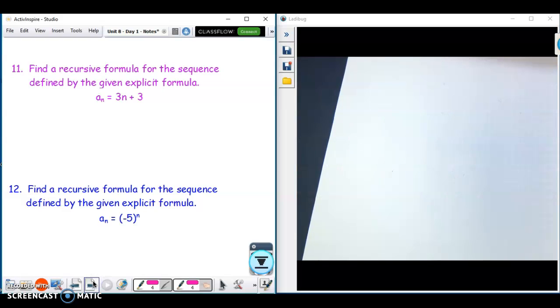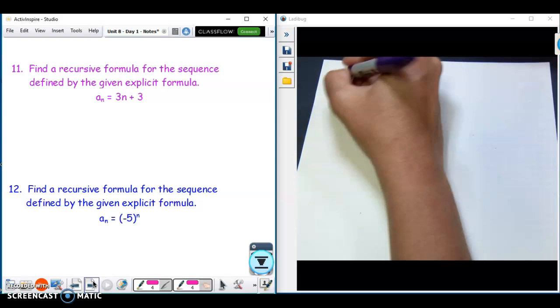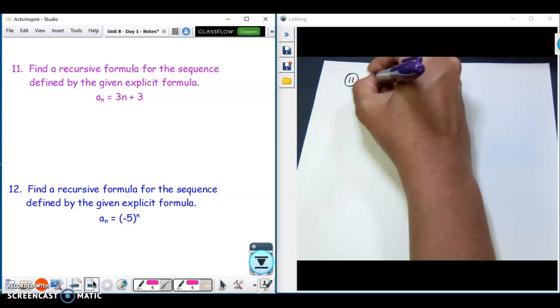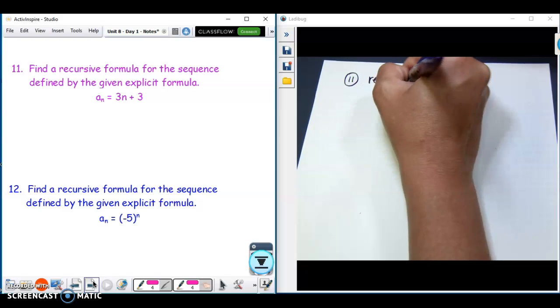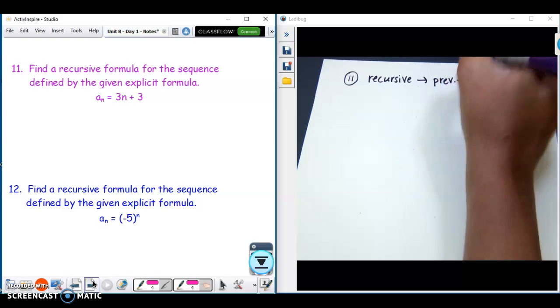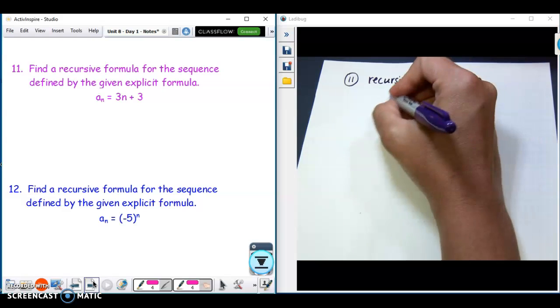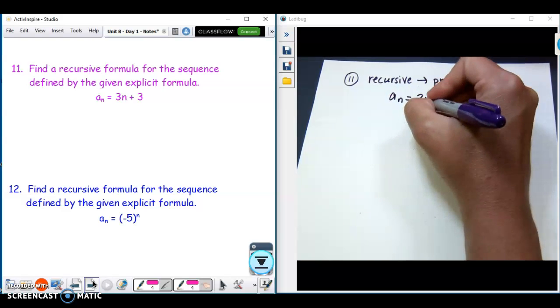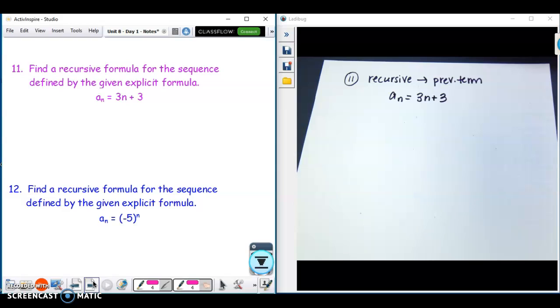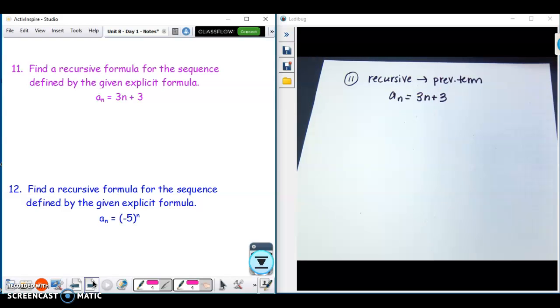So for number 11 and 12, we are writing a recursive formula, which means you cannot use the formula sheet. And it means it has to depend on the previous term. Okay? So they actually are going to give us the explicit formula. So they give us the explicit, we have to come up with the recursive. So what I like to do for these is to just write out the sequence and then work from there. So let's just write out the first 4 terms.